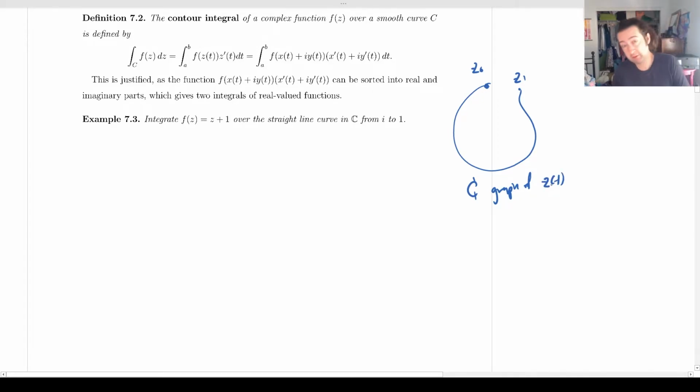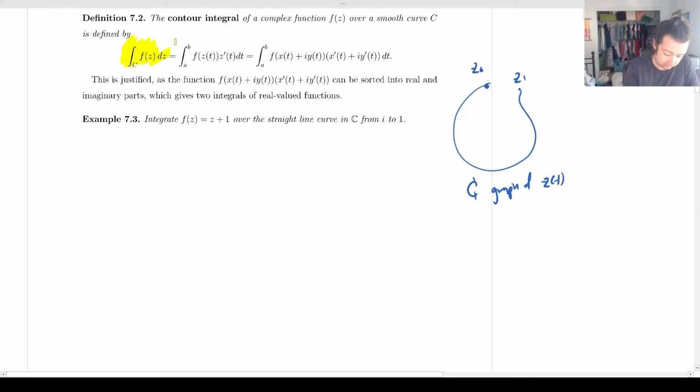Then we can define what it means to integrate a function f over that curve just by composition. So it's like we've got f defined everywhere on the complex plane, and then we're going to restrict it to the curve by just feeding the curve into it. And this is the way we do that. So the integral over c of f of z is just defined by the chain rule.